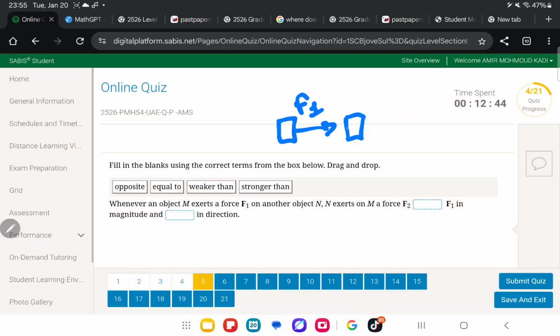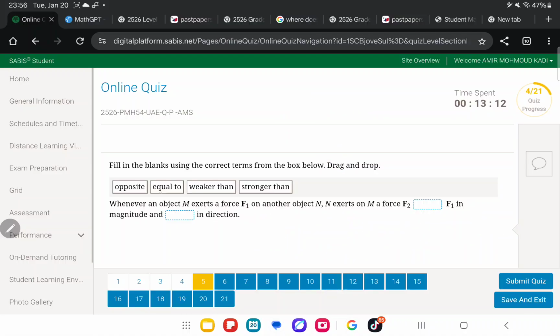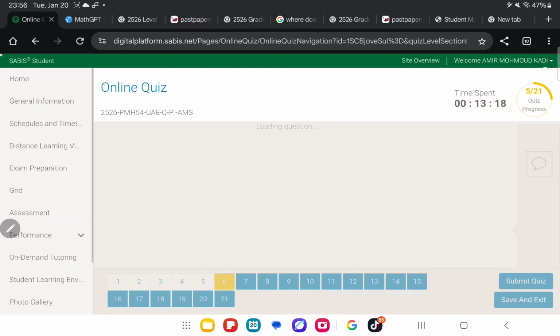Now, look, when there's a force exerted on a body, the body that experienced this force will exert an opposite but equal force. When they say opposite, they mean opposite direction but equal magnitude. Thus, the magnitude of F1 is equal to the magnitude of F2, but in the opposite direction. That's the third law. So F1 is equal to F2 in magnitude, and they are in opposite directions.